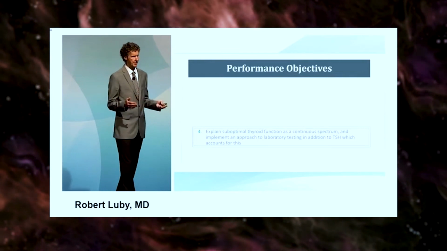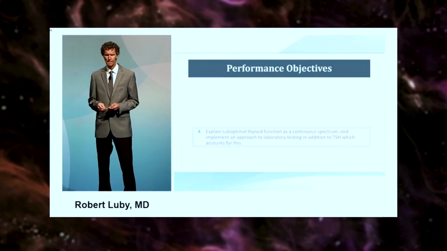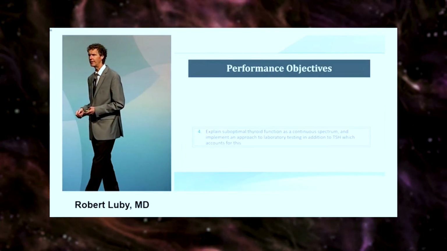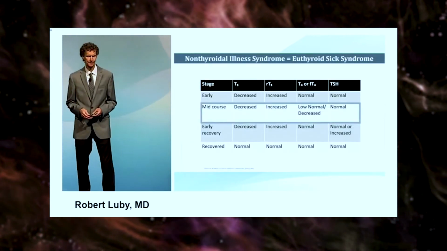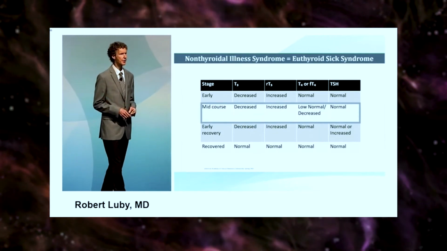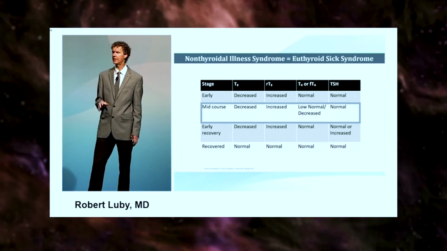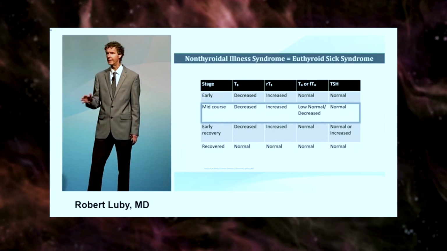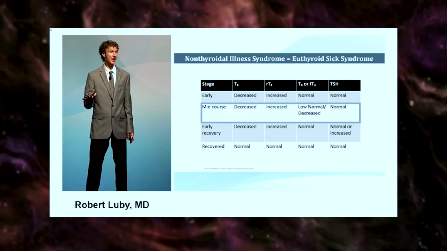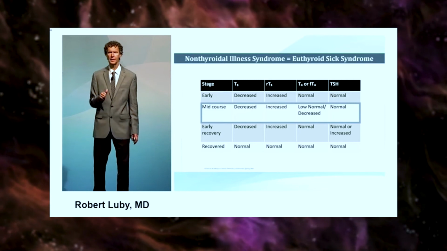If this is a spectrum and not a binary, either you have hypothyroidism or you don't, how do we think about thyroid testing in addition to TSH? Well, we know from euthyroid sick syndrome, now called non-thyroidal illness syndrome, that TSH can be normal and thyroid function is not. In the intensive care unit, we don't address or assess thyroid function at that point. We know the TSH might be normal and the T4 and the T3 are not.